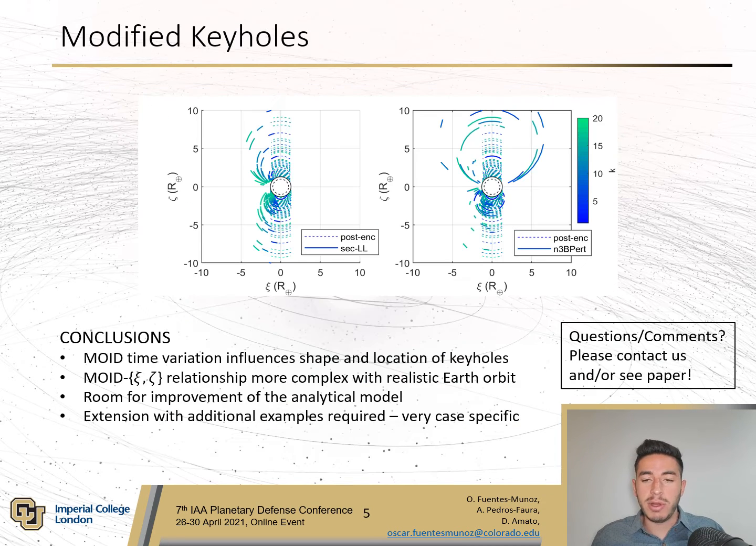And this is exactly what we did for the flyby of 2021 PDC. We find that this combination leads to different shapes and positions of the keyholes, and then depending on how we compute this variation of the MOID, this can be very different.